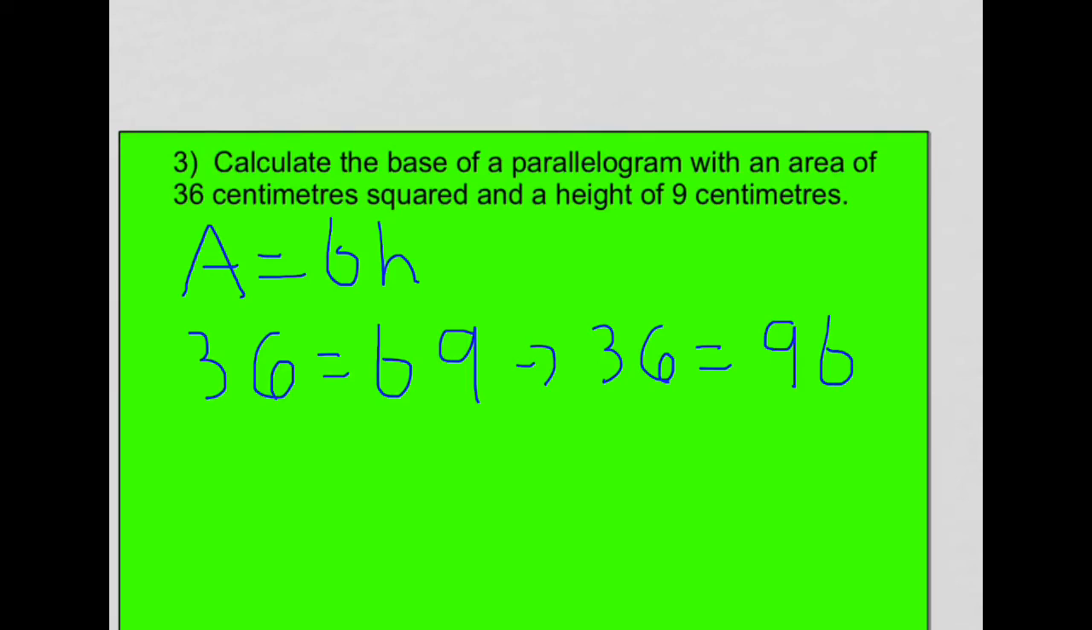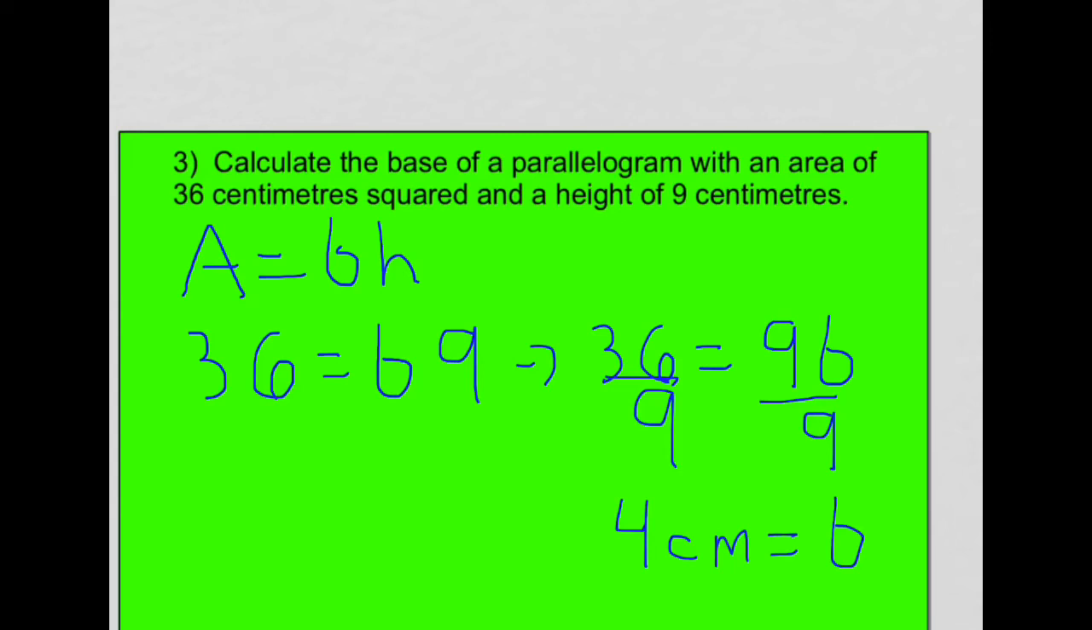And what we have here is another one of those multiplication equations. This time we want to know what b is. We have a 9 times b. Well, the opposite of multiply by 9 is to divide by 9. And you get 4, and this is going to be centimeters, equals b. So the base of this parallelogram is 4 centimeters.